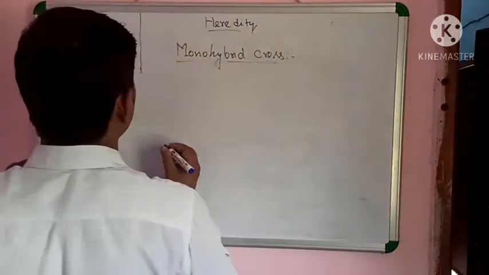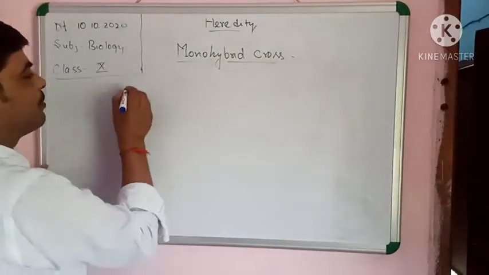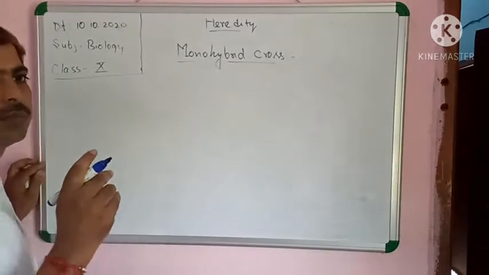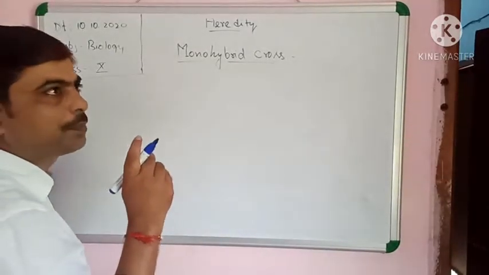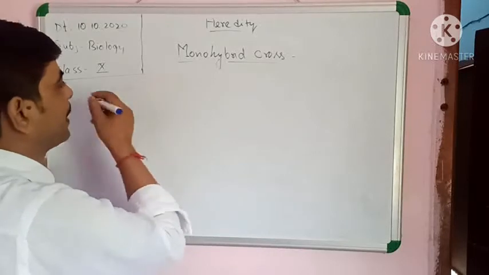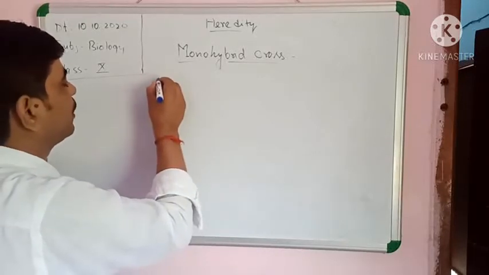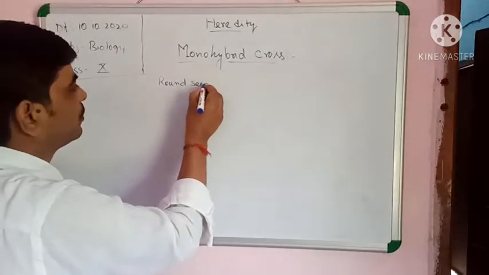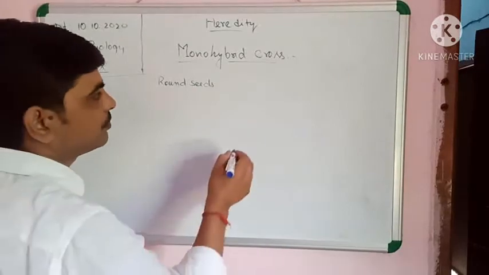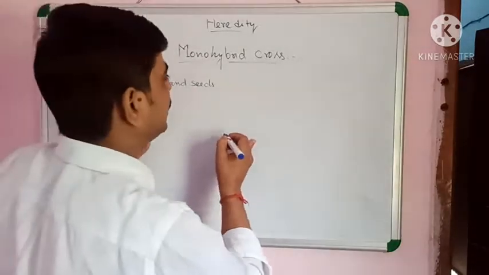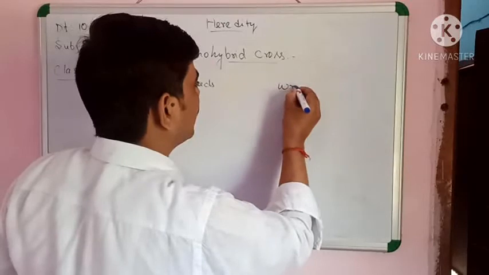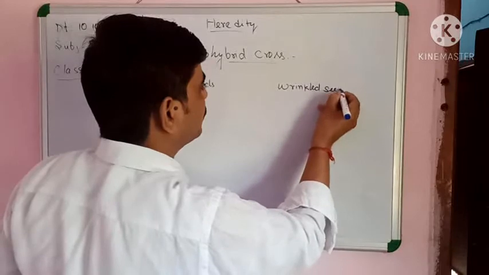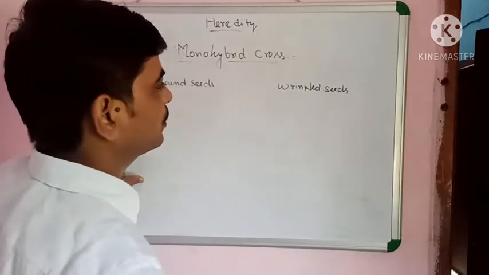Suppose, first of all, the first step as we studied yesterday, is to choose the pure line plant. Suppose I am taking here the round seeds, one character, and here the second pure character I am taking, wrinkled seeds. This is the phenotype.